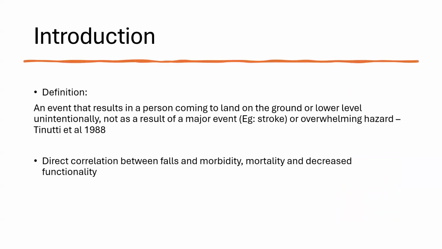Falls are one of the most common and serious issues contributing to disability amongst older adults. A fall is defined as an event that results in a person unintentionally coming to land on the ground or a lower level, and not as a result of a major event such as a stroke or a seizure or an overwhelming hazard. There is a direct correlation between falls and morbidity, mortality, and decreased functionality in the elderly.